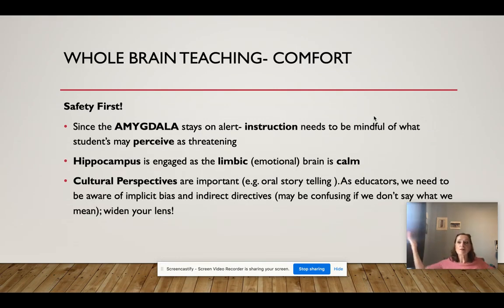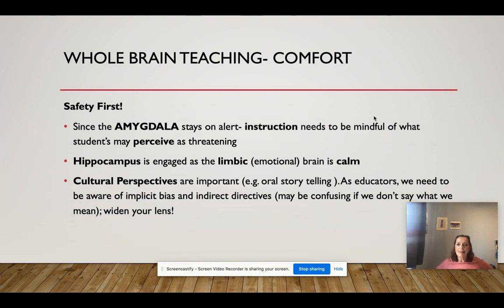So what's first in all this jargon? What's first is comfort. So let's get into whole brain teaching. We're going to talk about comfort. We're going to talk about cooperative learning, direct instruction, and making connections.